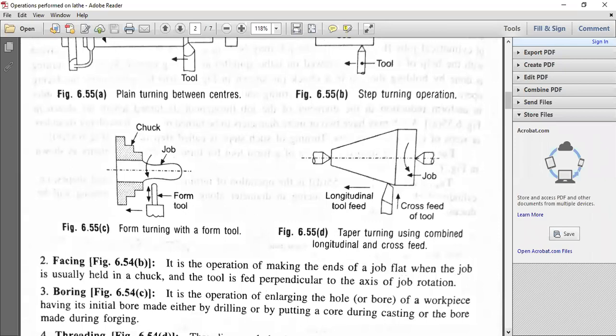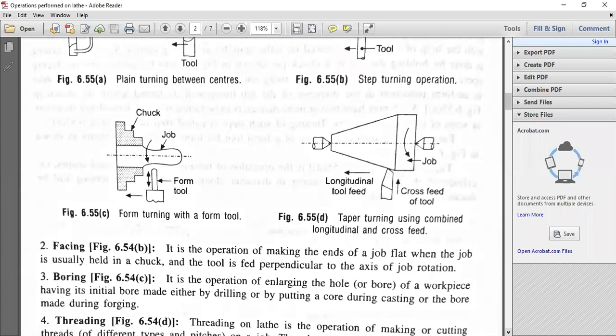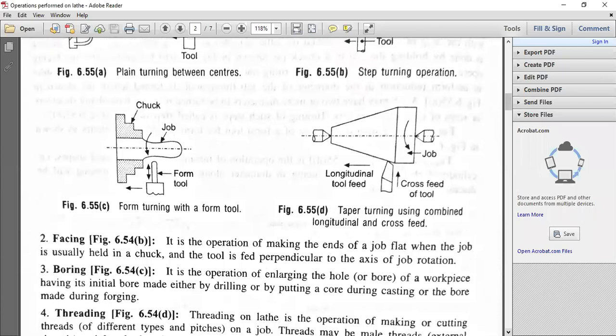So suppose you want to lessen the length of the job, that's also very important, from 50 mm to 30 mm, or 50 mm to 40 mm. You have to use the facing operation at the face of the job piece, or the work piece.